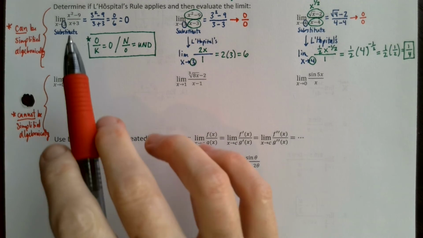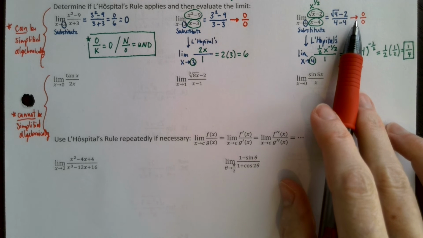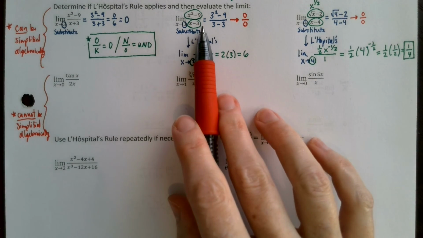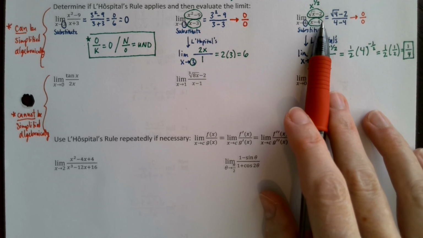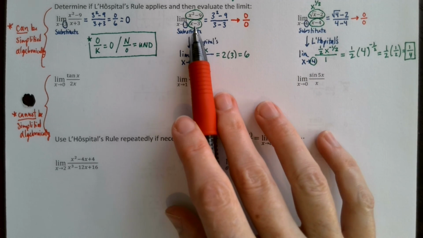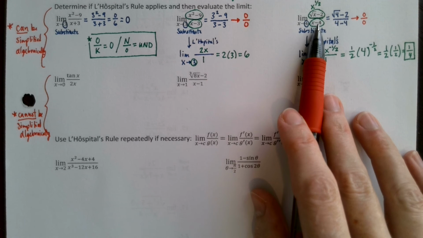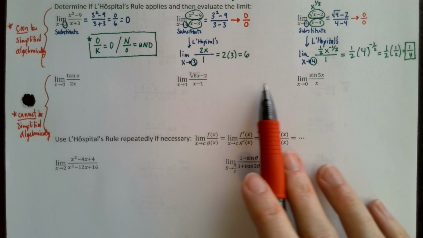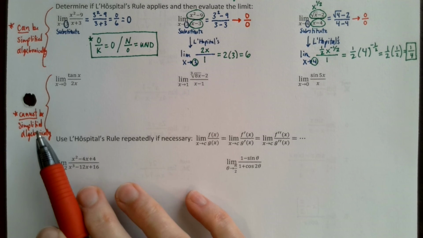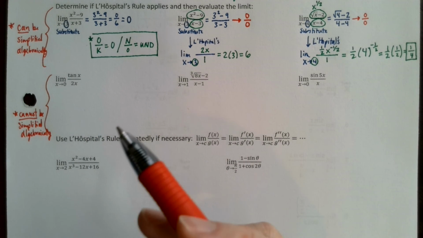You may have noticed this first row of examples are all things that we already knew how to solve using algebra. The first two could have been easily factored. The third one I would have had to use the conjugate, which is not always our best friend. So in certain situations, factoring may be easier for you, but in other situations, L'Hopital's might be a better choice. It's just another tool in our toolbox. In contrast, the second row of examples are ones that cannot be simplified algebraically, and L'Hopital's would be the only and best route to take.